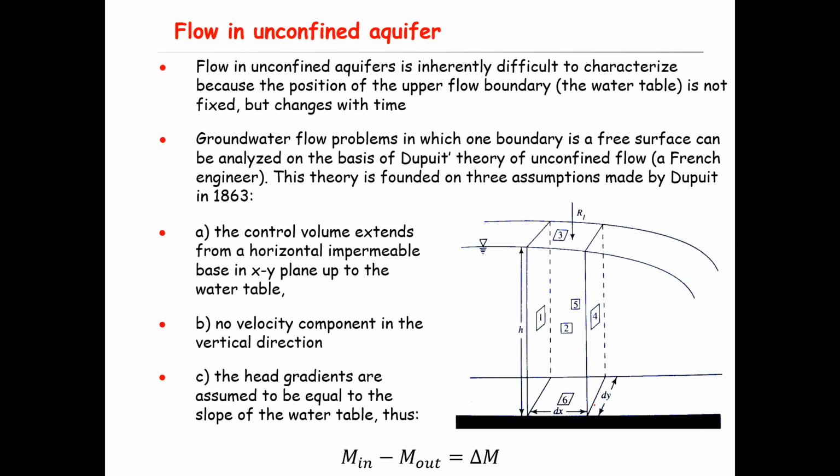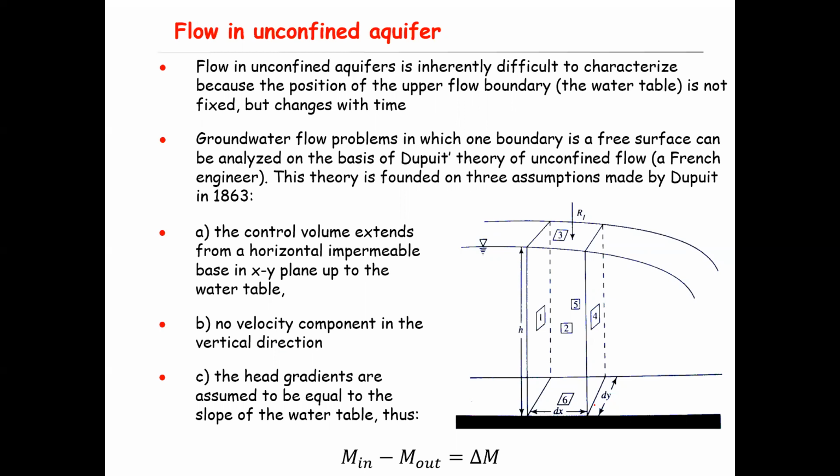But of course, sometimes you are also dealing with unconfined aquifer. Flow in unconfined aquifer is inherently difficult to characterize because of the position of the upper boundary, the water table. Remember, in the unconfined aquifer at the top you had the water table that separates the saturated zone from the unsaturated zone. Since that water table is not fixed, things are more difficult with the unconfined aquifer.